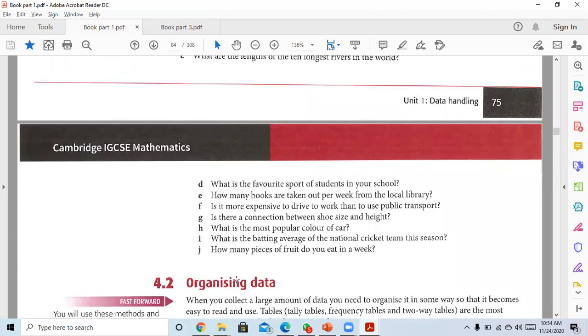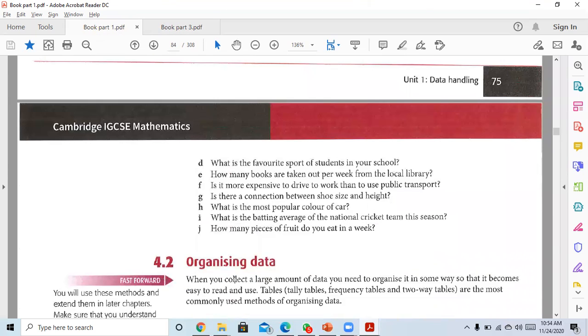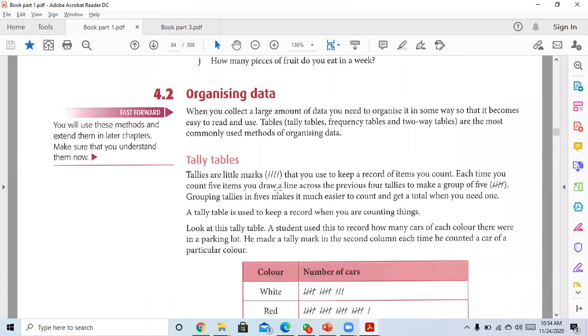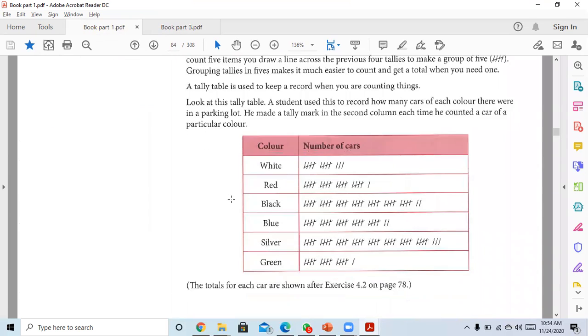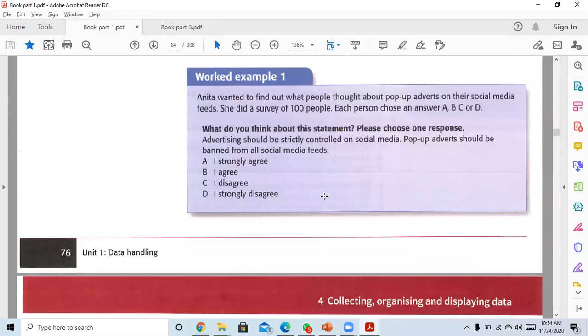You tell them why it's continuous and why it's discrete. All this information you must tell us. Next is organizing the data, tables. The data you get, you will write in the form of tally: after 4 lines you put a fifth line across, like this. So this one shows 5, this one shows 5, this one shows 3. This is called a tally chart.